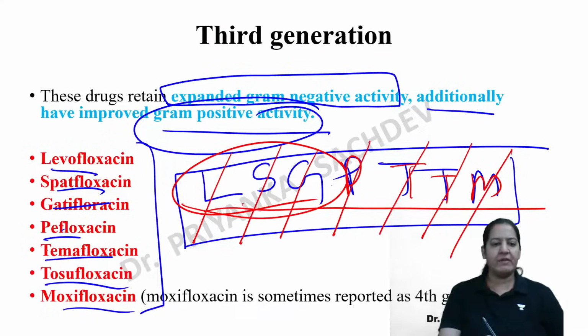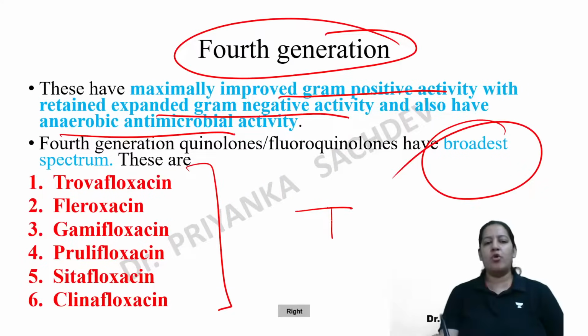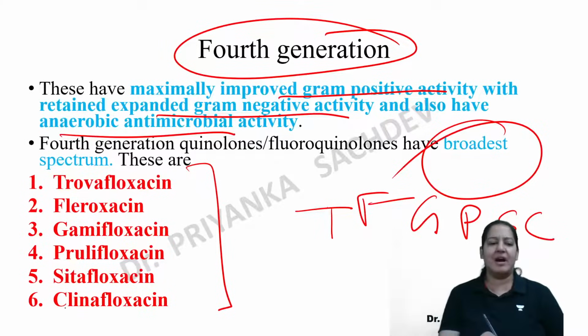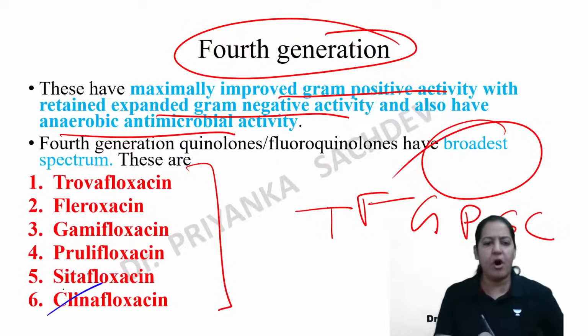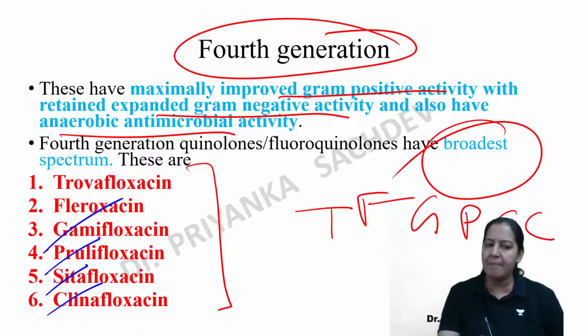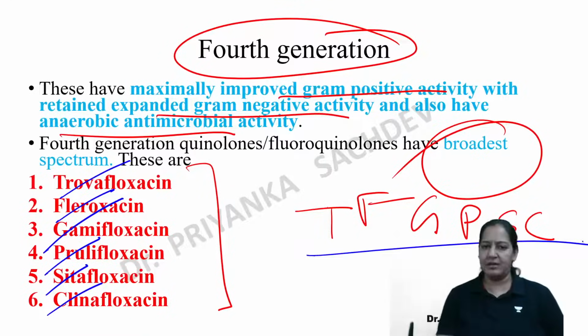Trovaflox. There also there were two T's, but one was Tema and one was Tosu. Here it is Trovaflox, Fleroxacin, Gamifloxacin, Prulifloxacin, Sitafloxacin and Clinafloxacin. So what are the drugs? Clinaflox, Sitaflox, Pruliflox, Gamiflox, Flerusacin, and Trovaflox. So these are the drugs you have to learn. That is the fourth generation. Give me a thumbs up if you got it.